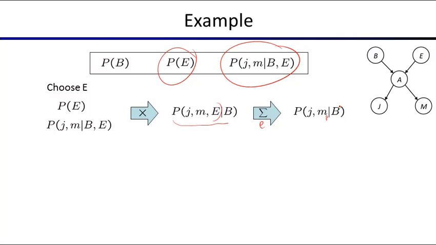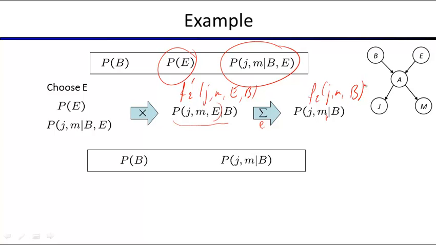Again, you could just call this a factor. You could call this my second factor, F2 prime over J, M, E, and B. And this would be F2 over J, M, and B. Remember, it matters which ones you capitalize and which you don't. Capitalized ones are the variables. The ones you didn't capitalize are the evidence variables. They're instantiated. All right. We have 2 factors left. Yes?